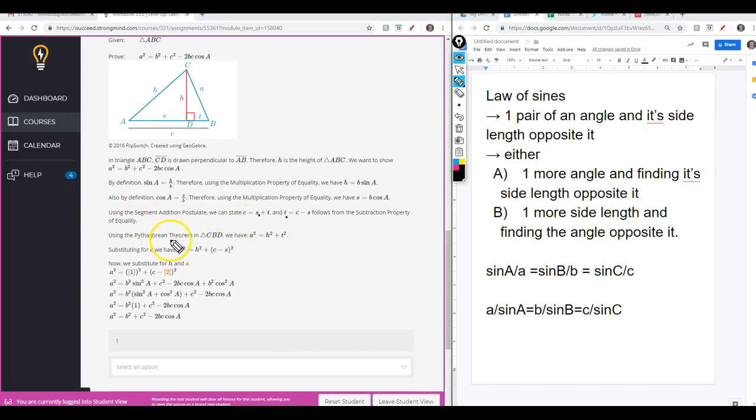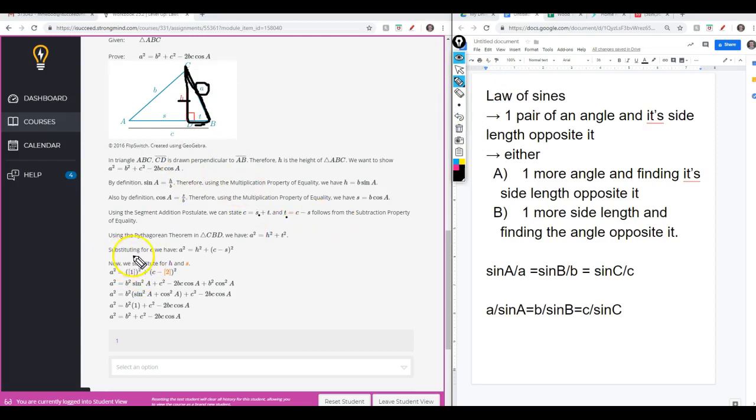And then using the Pythagorean theorem in triangle CBD, we have, alright, Pythagorean theorem is a squared plus b squared equals c squared, where c is the hypotenuse. So the hypotenuse is actually labeled little a, so it would be a squared is equal to the other two side lengths being squared. So that's h squared plus t squared. So they just used the Pythagorean theorem and the labels that were given on that triangle.